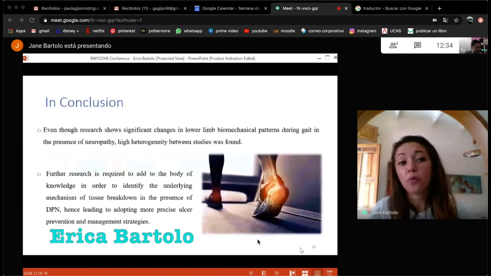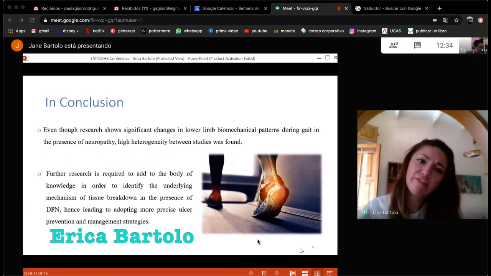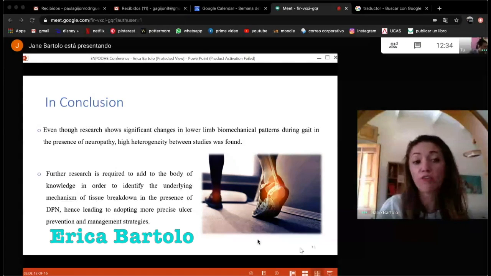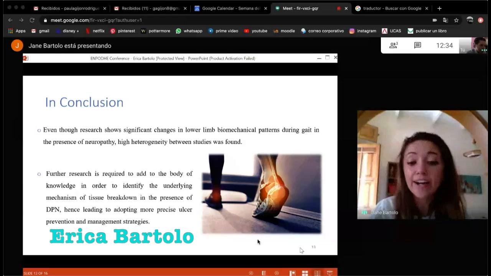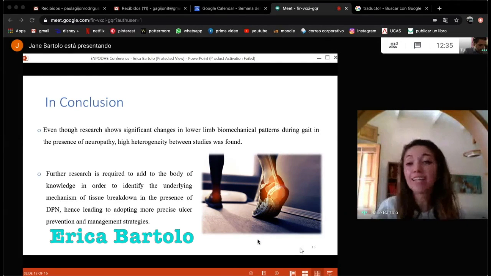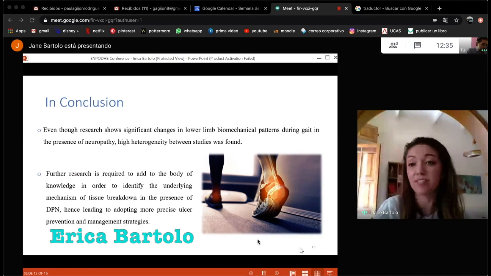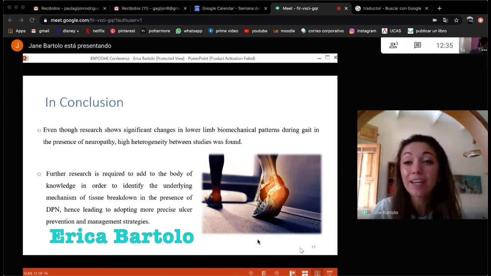So even though research has shown certain significant changes in lower limb biomechanical patterns in the presence of neuropathy, there was high heterogeneity between studies. So further research is required to be able to add to the body of knowledge, be able to identify the underlying mechanism of ulceration in the presence of neuropathy, in order to be able to provide more precise and patient-specific ulcer prevention and management strategies.